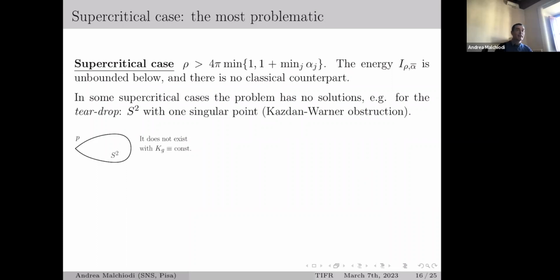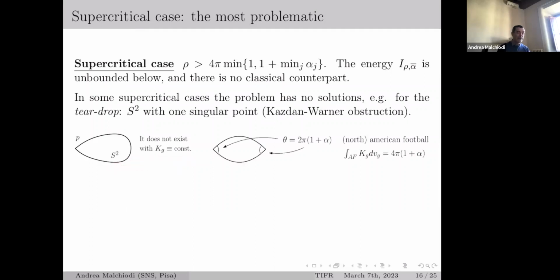Okay. One classical example is the so-called teardrop. You can show that there is no solution via some integration by parts. So a classical example of non-existence of solutions is the teardrop. You consider a topological sphere with a single conical point, okay? And you can show that there is no constant curvature metric on such an object.